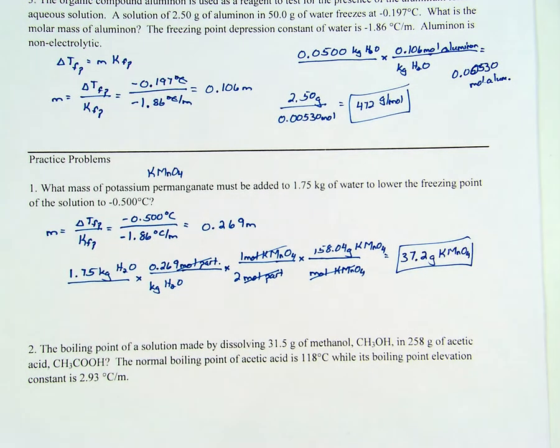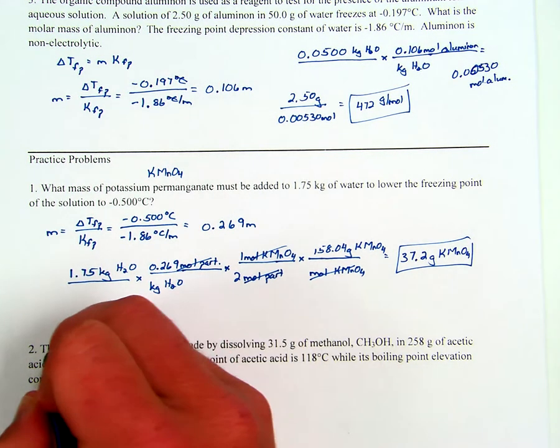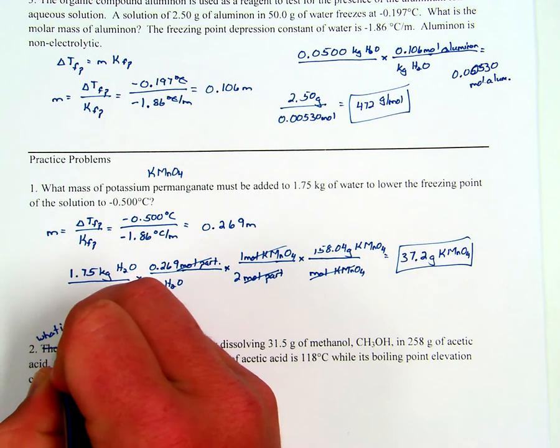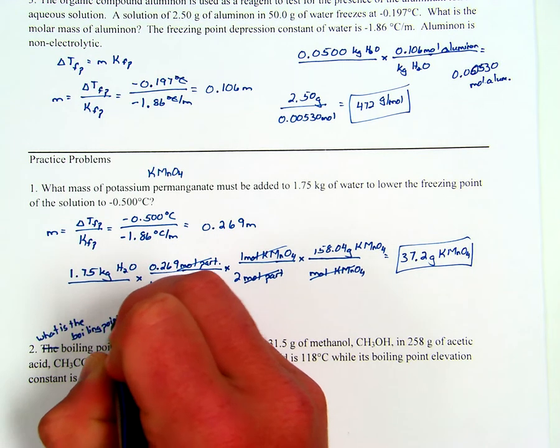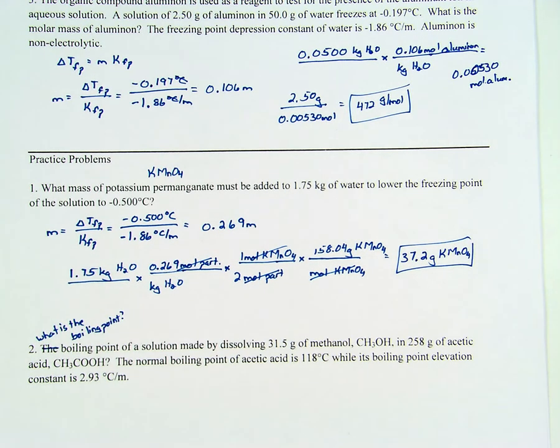Alright, next practice problem. We're told the boiling point of a solution made by dissolving 31.5 grams of, I don't think this question is written correctly. Oh, we're supposed to find the boiling point. Yeah, that's what we're asked to do. Okay, so I'm going to change this. What is the boiling point? This will make much more sense. What is the boiling point of a solution made by dissolving this mass of methanol in 258 grams of acetic acid? And it gives us the data here on the normal boiling point of acetic acid and its boiling point elevation constant. Alright, so we need to find how much the boiling point is going to go up by.